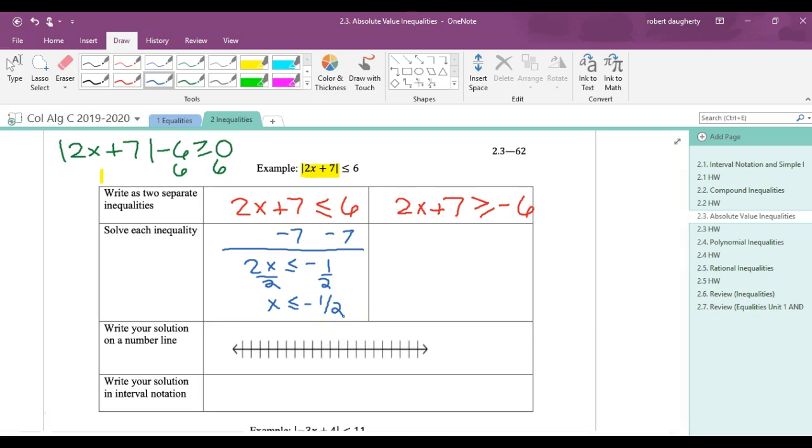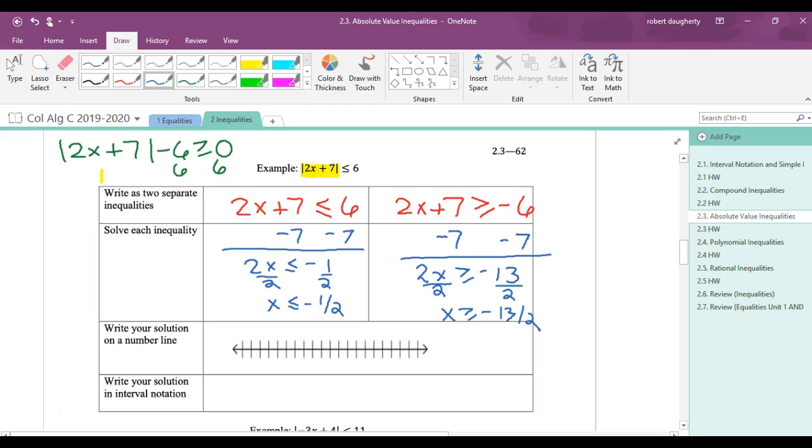Over here, first step is to do what? Subtract 7. And I get 2x greater than or equal to -13. Now I do what? Okay, Michaela was sleepily saying that you divide by 2. So x is greater than or equal to -13/2. Okay.